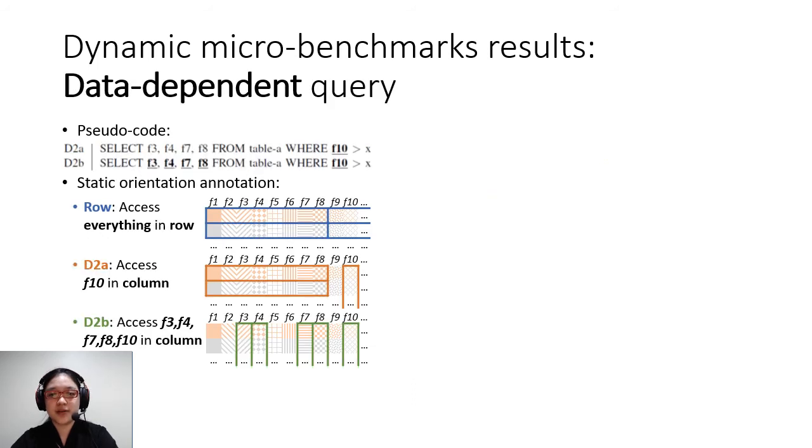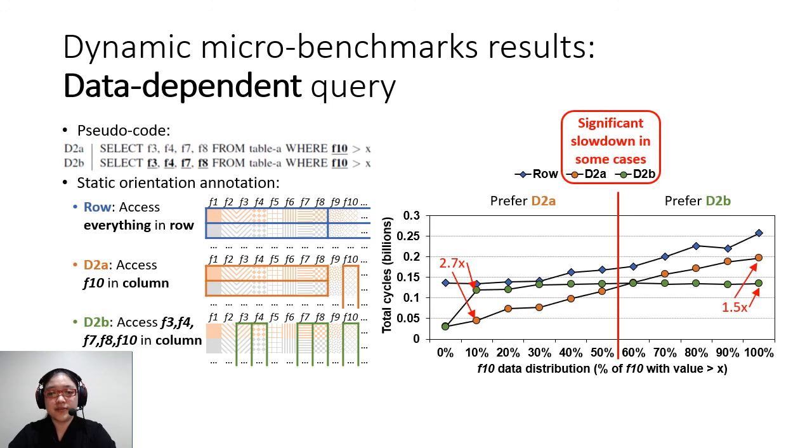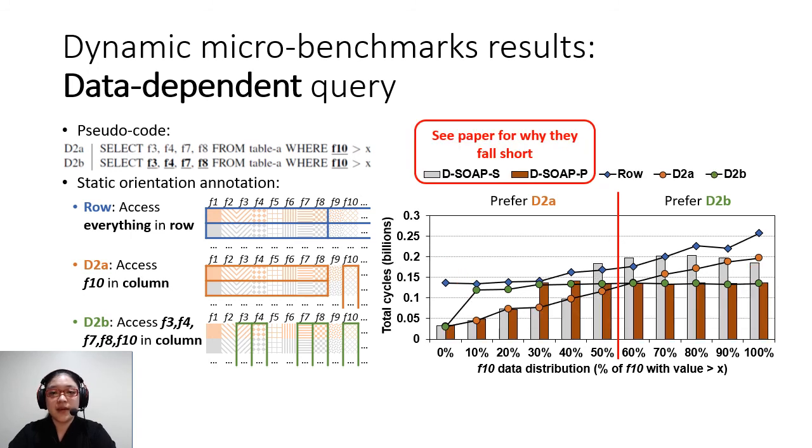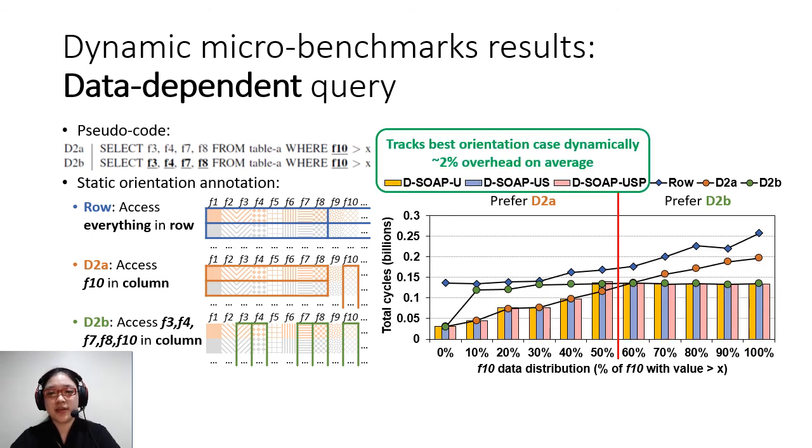Similarly, with data-dependent queries, we can devise multiple reasonable static orientation annotations. Here, accesses to fields F3, F4, F7, and F8 depend on the value of F10. We can either use option D2A to access only F10 in column, or option D2B to always access all 5 fields in column orientation. Row is also given as a reference here. The results again show that which option is better is dynamic. This depends on the distribution of data in F10, and the wrong static annotation can result in slowdowns of up to 2.7x. And though the DSOAP-S and DSOAP-P schemes still don't work well, the DSOAP-U star schemes still manage to track the best orientation option with about 2% overhead on average.